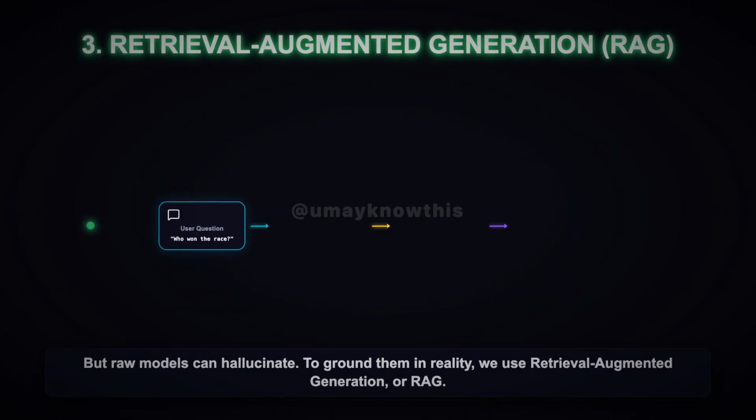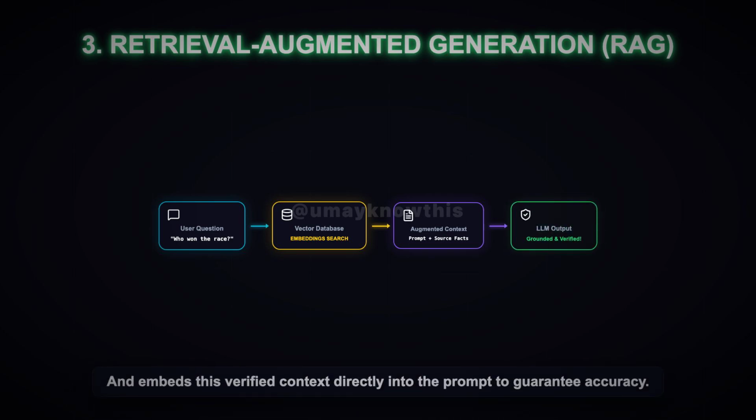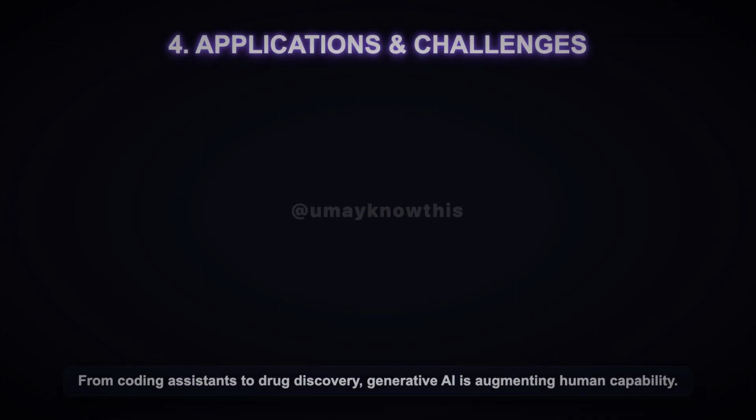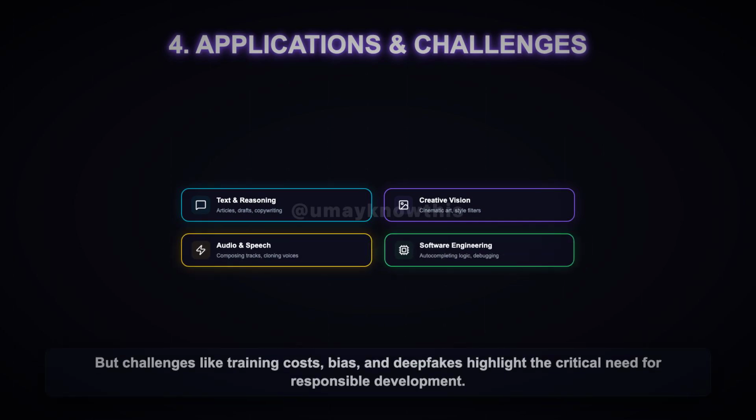But raw models can hallucinate. To ground them in reality, we use retrieval augmented generation, or RAG. When you ask a question, RAG retrieves relevant documents from a vector database and embeds this verified context directly into the prompt. From coding assistance to drug discovery, generative AI is augmenting human capability.